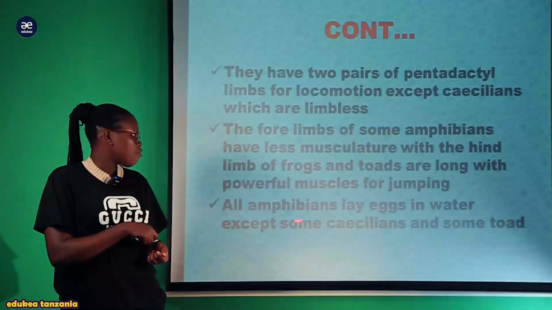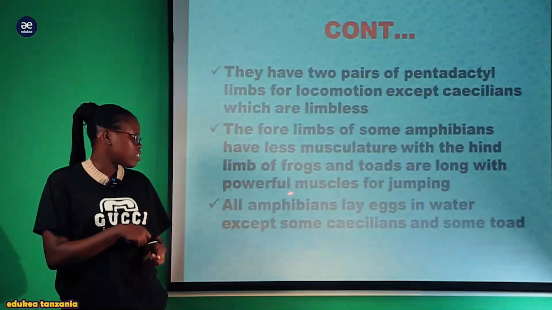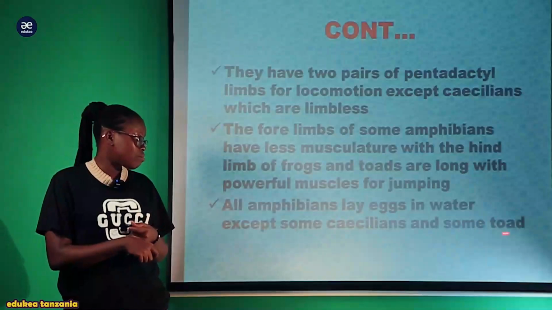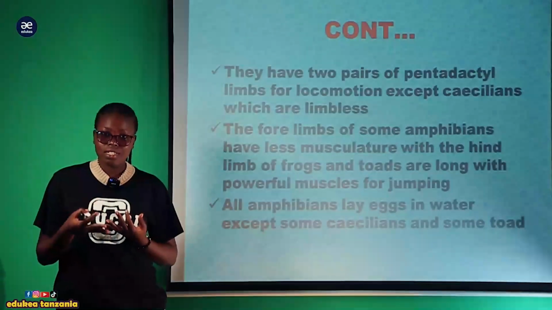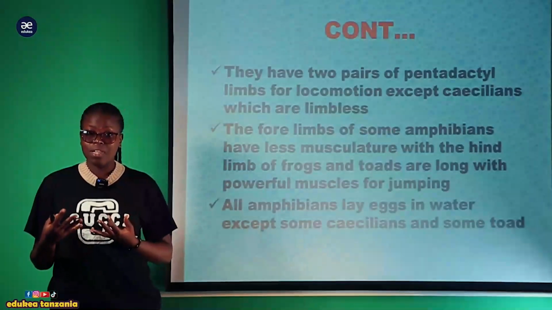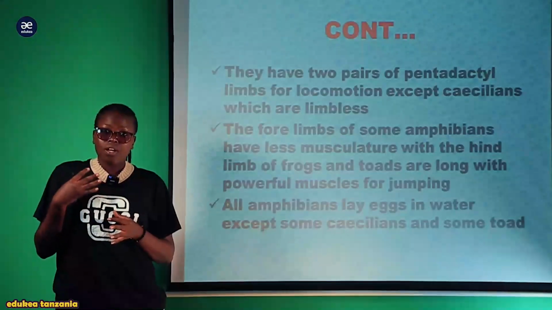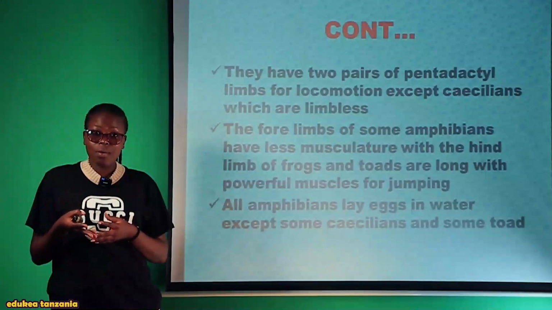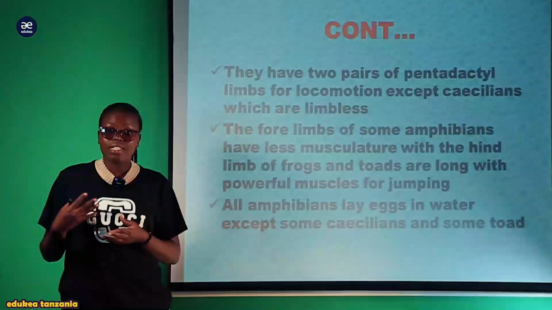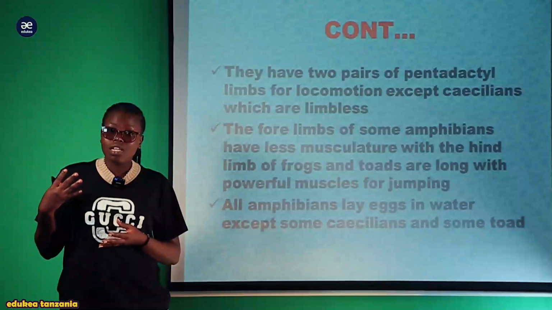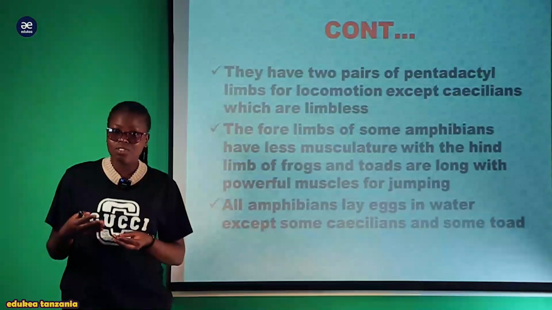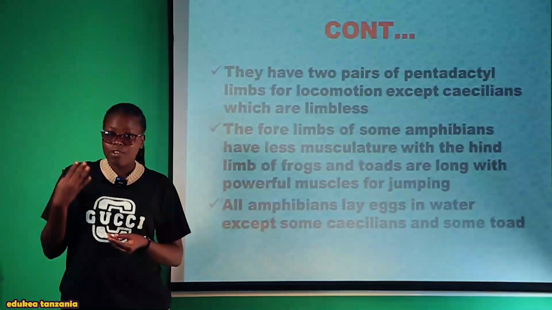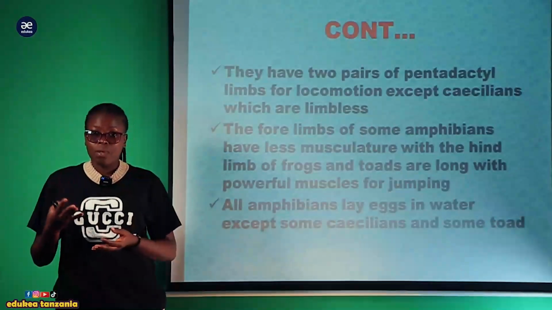Also, all amphibians lay eggs in water except some caecilians and some toads. Most amphibians, with the exception of the caecilians and some toads, tend to lay gelatinous eggs. Their eggs are gelatinous, meaning that they have a gelatinous shell-like structure, which depends on water. They cannot live outside of the water, and therefore they are released into the water so that they can swim and become fertilized by the male gamete.